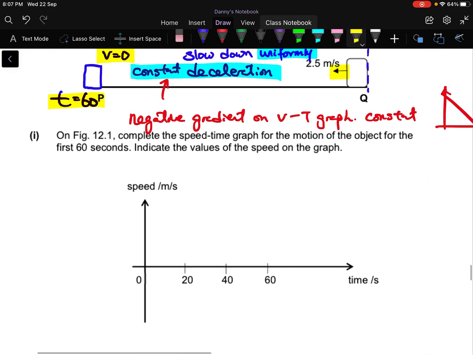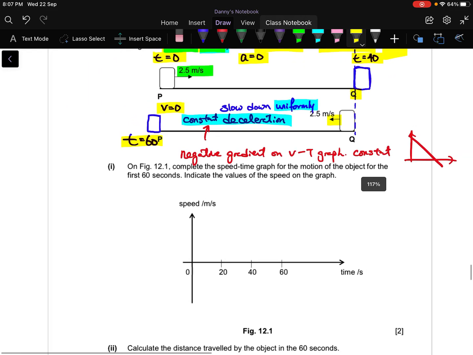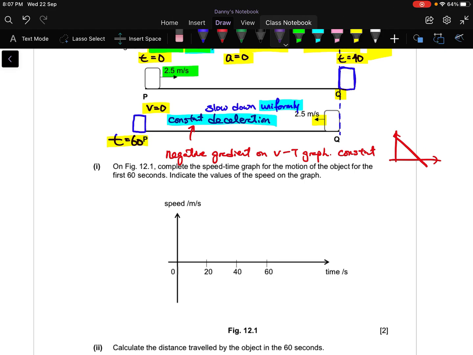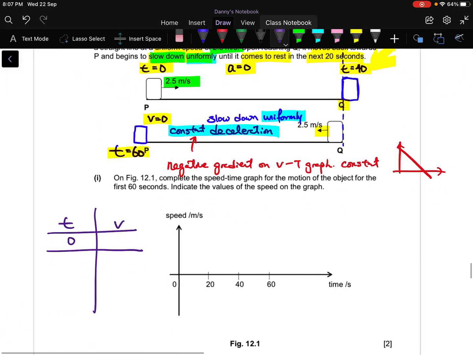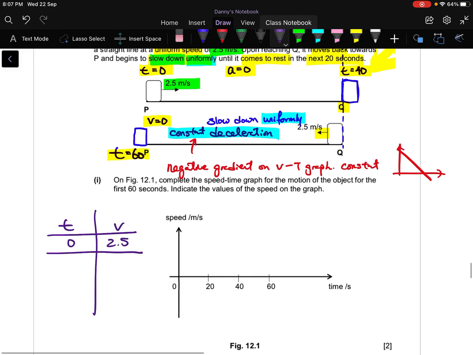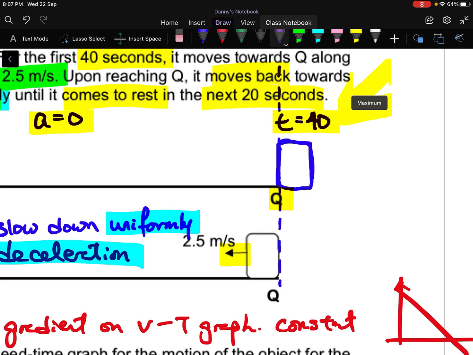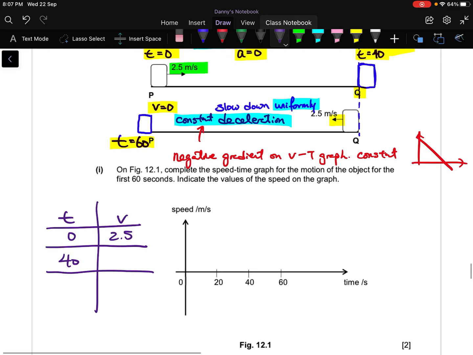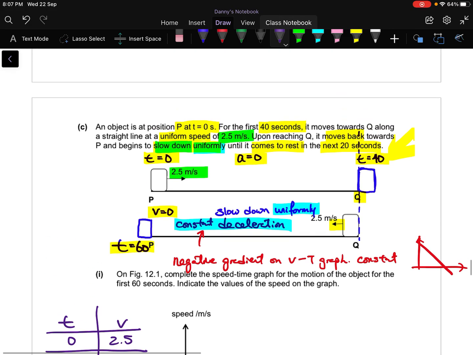So once I have all my values, here it says that I have to sketch the speed-time graph. Well, speed-time graph, right? What I like to do is I will always draw like that. So at time equals 0, I already know that it is 2.5, right? So I write down here 2.5. Then I know that at time equals 40, which is here, my speed is still 2.5.